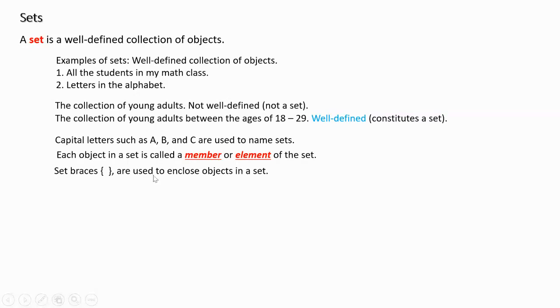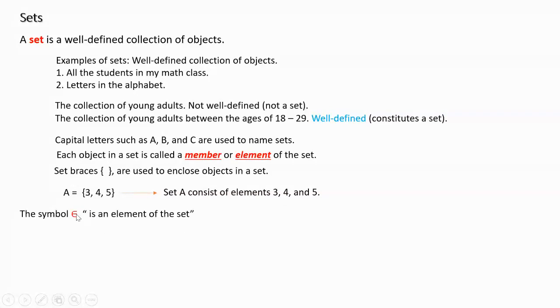The set braces are used to enclose objects in a set. For example, this means set A equals the elements 3, 4, and 5. And here's how you read it. Set A consists of elements 3, 4, and 5.